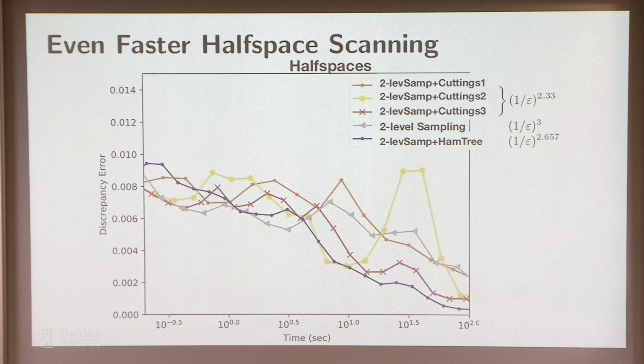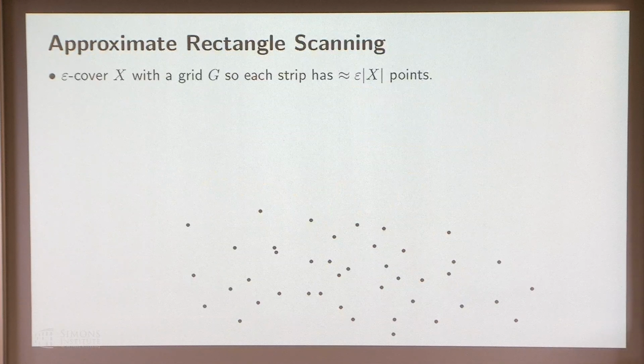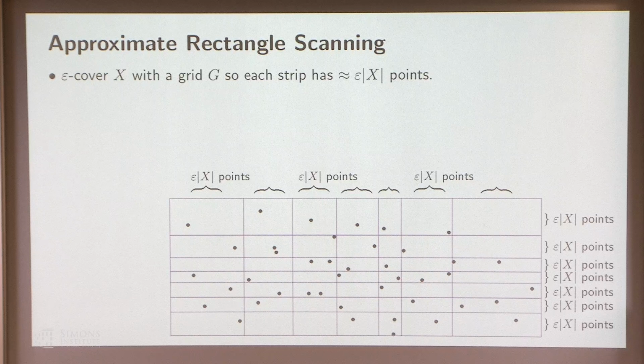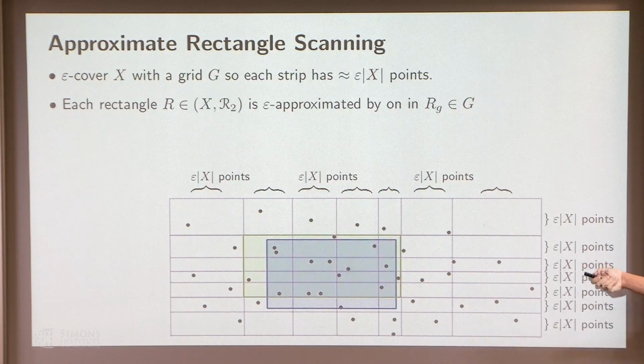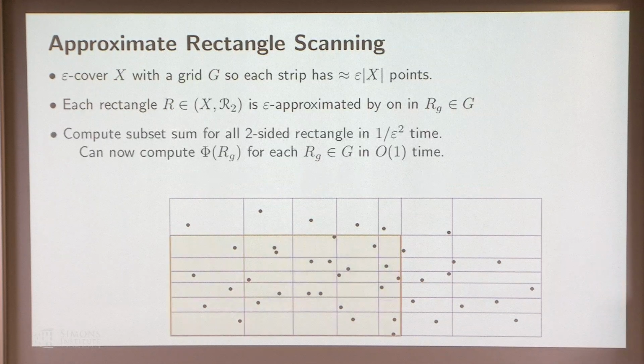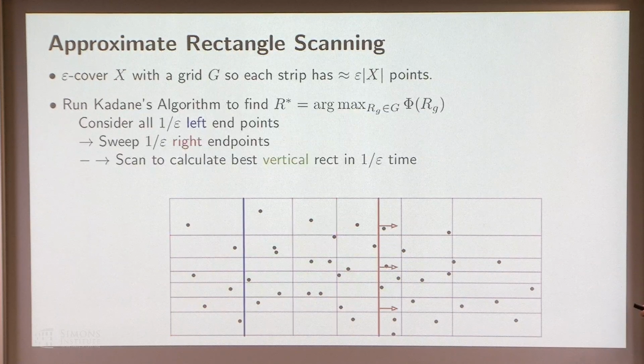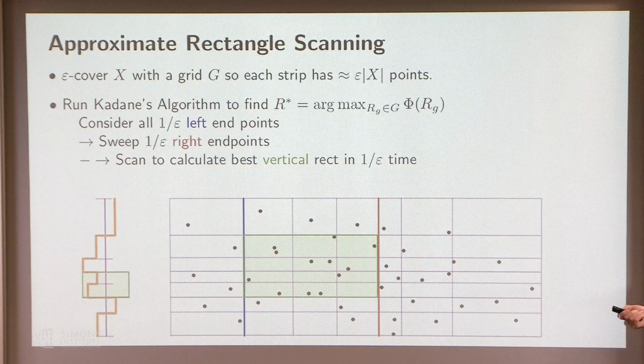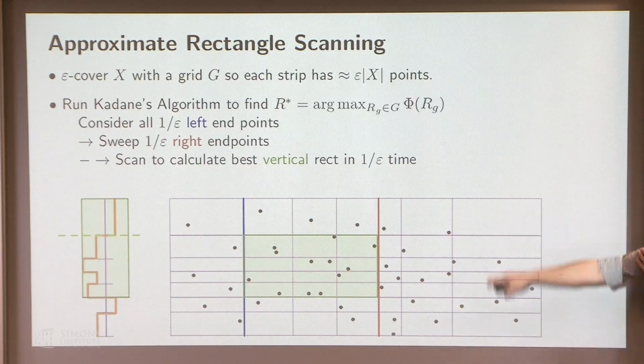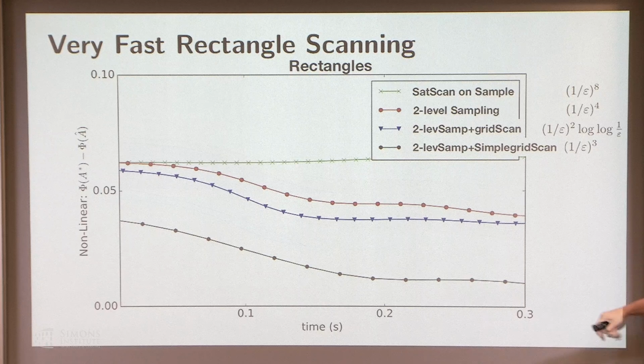And I think I'm out of time, so I'll skip the rectangle scanning, but you can do this faster by defining an adaptive grid, and then you just need to solve something nearby in the grid. This is where the approximation comes in. And then you can scan it. This is the 1/epsilon to the 3rd time, because in every strip here, you can do this in linear time, with some trick here. And that gets this improvement down here. So faster scanning makes a big difference for the rectangles.